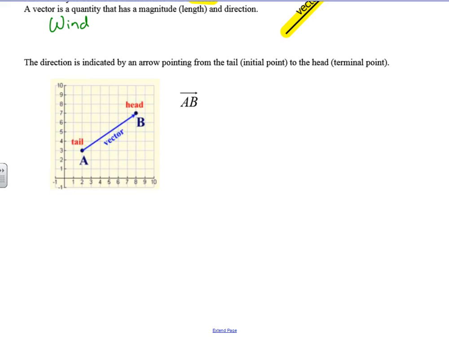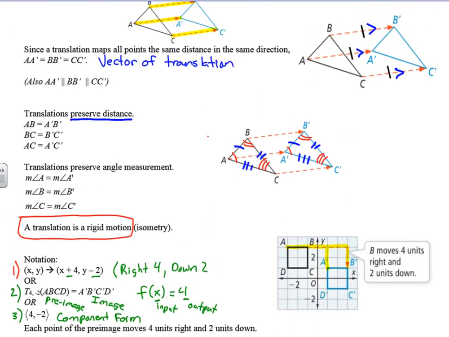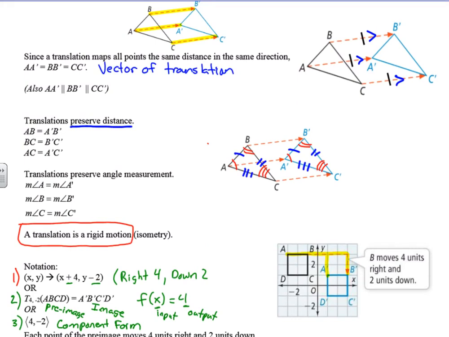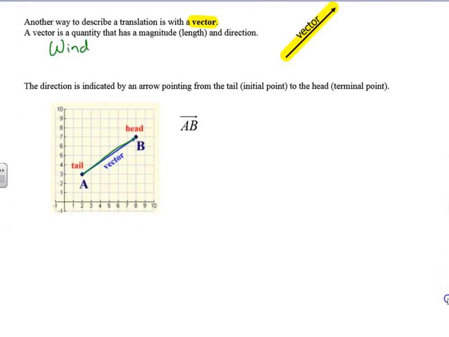All right, so as I'm reading this next thing, it says the direction is indicated by an arrow pointing from the tail. The tail is the initial point to the head, which is the terminal point. So you see what we have going on here. We've got this vector going from A to B. So it has a direction and it has a distance. And if we look back at our picture of a translation, there's a vector of translation like what we have going on here. There's a direction and a distance, right? It goes from C, and all of those are the same direction and the same distance.